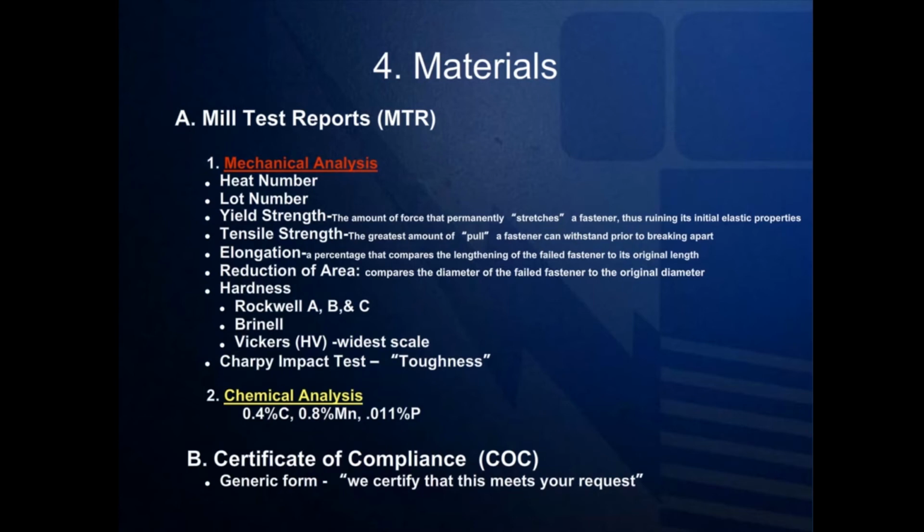which is a percentage that compares the change in length from the broken fastener to its original length, and its reduction of area, which compares the diameter of the broken fastener to that of the original diameter. Keep in mind that all of these materials vary in their ductility, which is their ability to be drawn into wire. Similar to Play-Doh, as you pull it apart, its diameter will get smaller and smaller until it simply breaks. Therefore, the reduction of area compares this change in diameter.